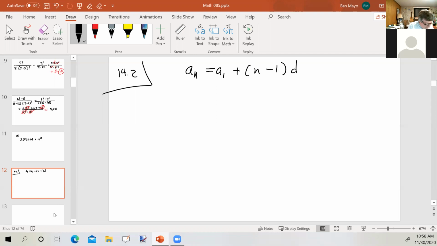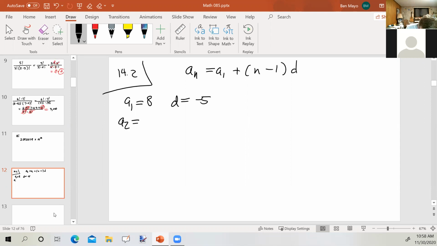All right, let me do some examples here. So let's say we've got this. Write the first 5 terms of each arithmetic sequence with the given properties and find the specified term. Okay, we are told that the first term is 8, and the common difference is -5. And we are to find the 25th term.